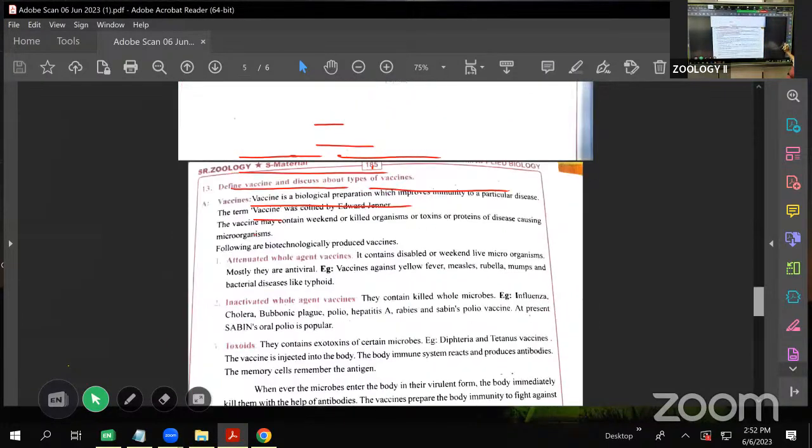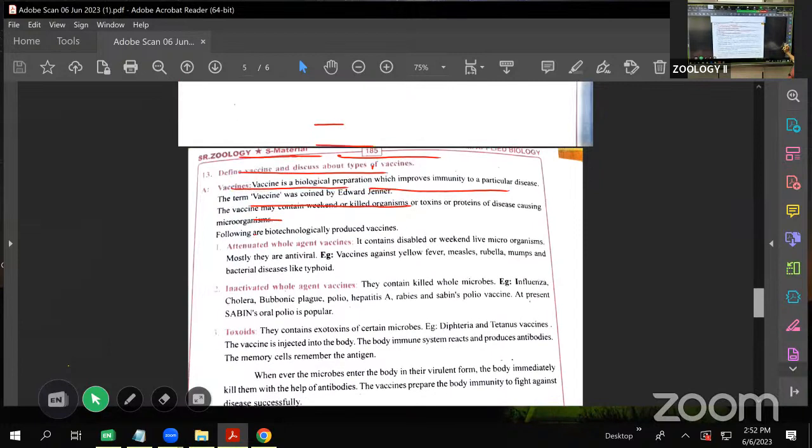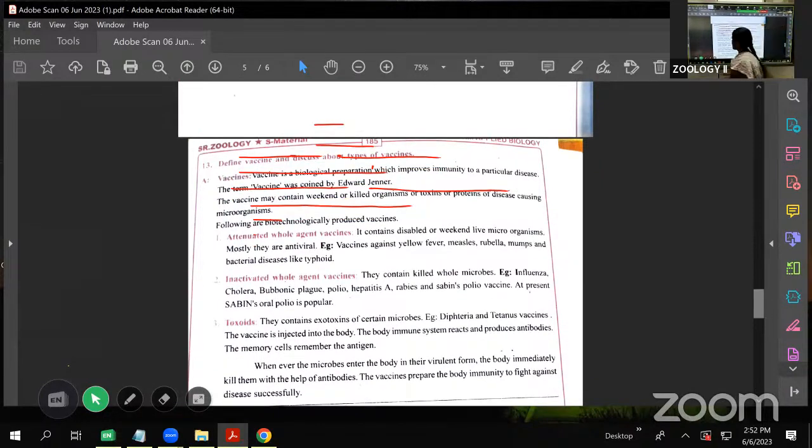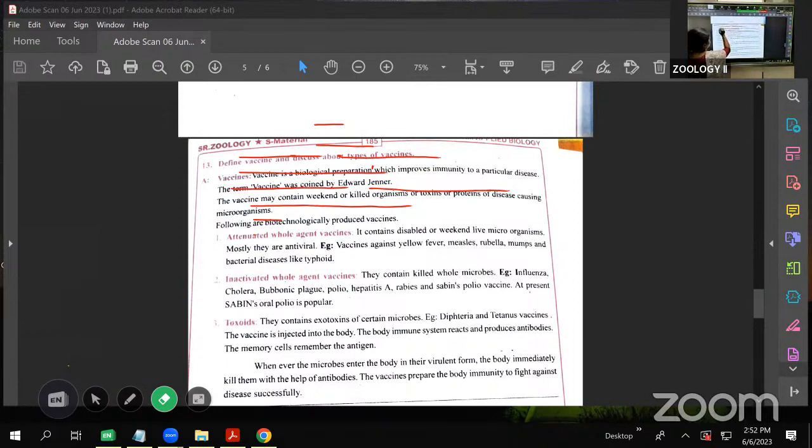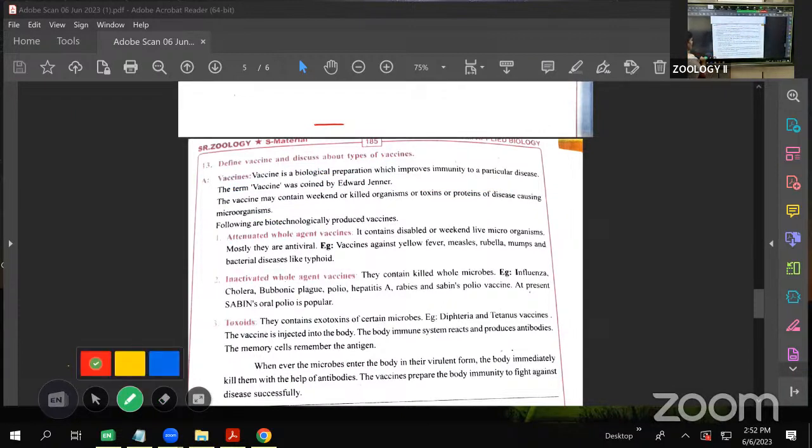Next is the vaccines. Define vaccine and discuss about the vaccine. All of you know the vaccines are biological preparations. They are biological preparations that improve the immunity against a particular disease. For example, for any disease prevention purpose, we are using vaccines. Here for corona also we are getting vaccines now. For preventing any disease, we use a biological preparation that we call a vaccine.